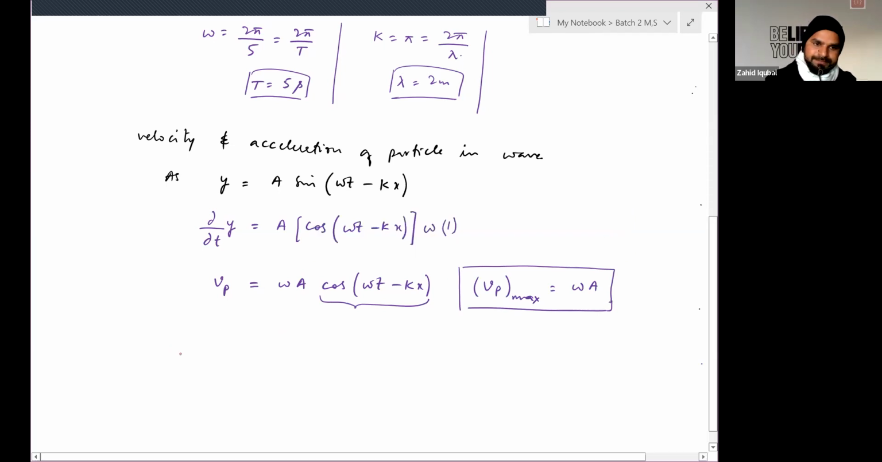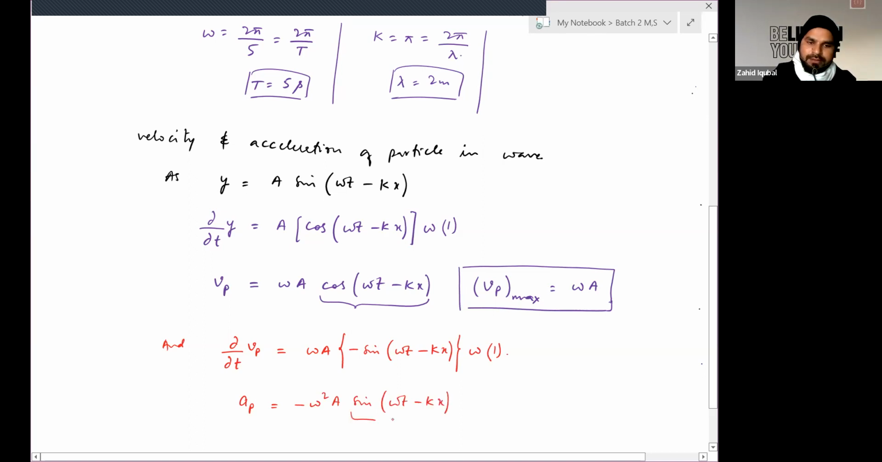Next, acceleration. The differentiation of particle velocity with respect to time will be omega times a. The differentiation of cos is minus sine of omega t minus kx, and in the differentiation of omega t, omega being constant stays outside, and the differentiation of t will be just one. So this defines the acceleration of the particle: minus omega square a sine of omega t minus kx. The maximum value of sine is one, so we can write the maximum particle acceleration as minus omega square a. Just write it down.